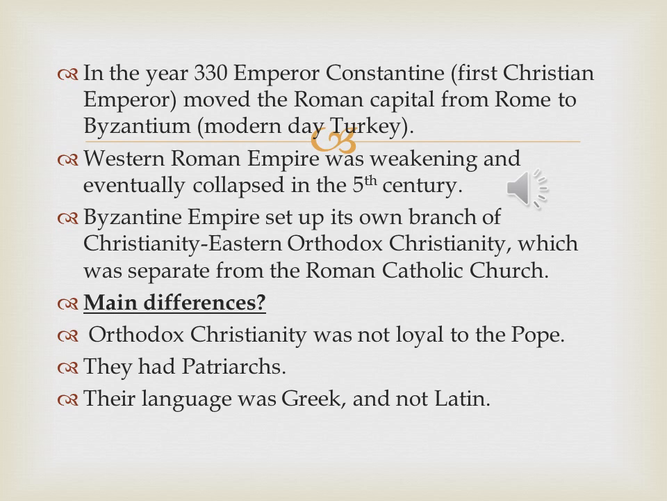The Byzantine Empire set up its own branch of Christianity, Eastern Orthodox Christianity, which was separate from the Roman Catholic Church. What were the main differences? Well, at first, Orthodox Christianity was not loyal to the Pope. They had their own patriarchs, and their language was Greek and not Latin.